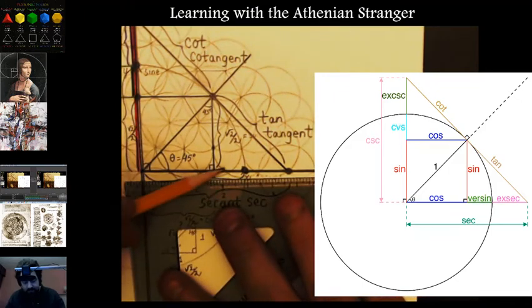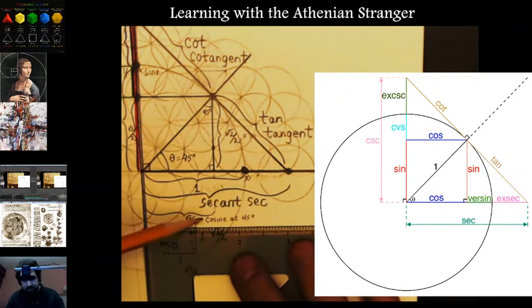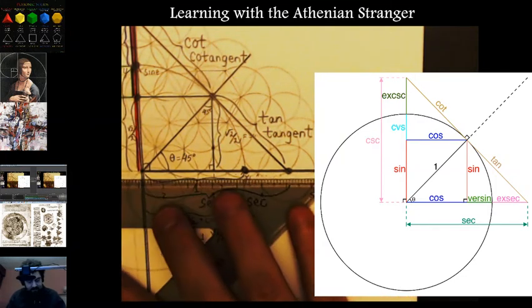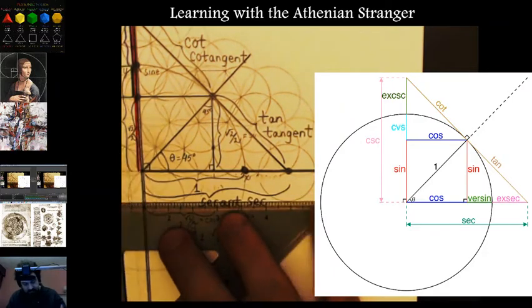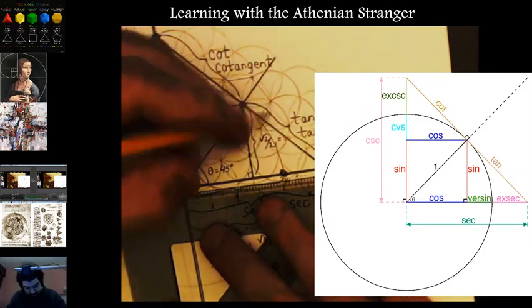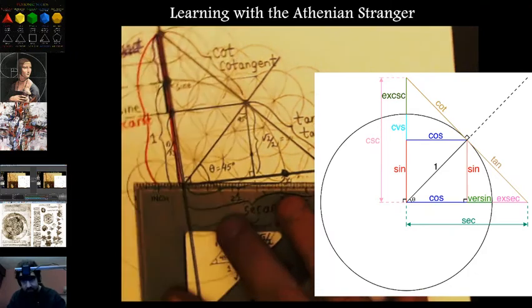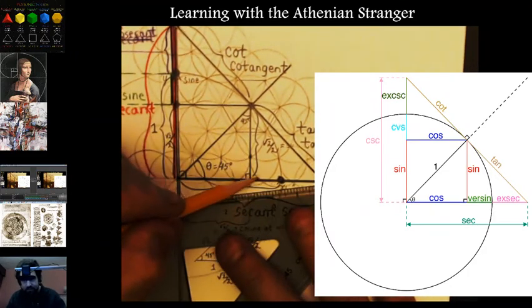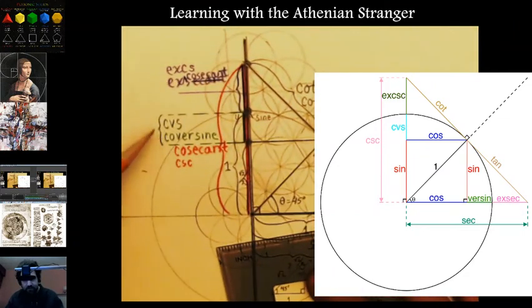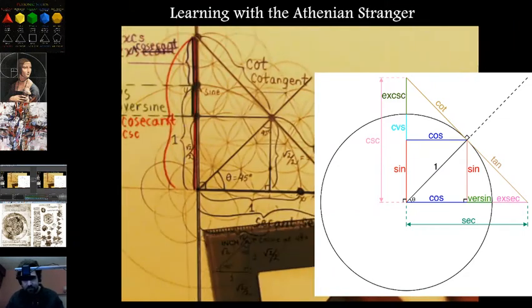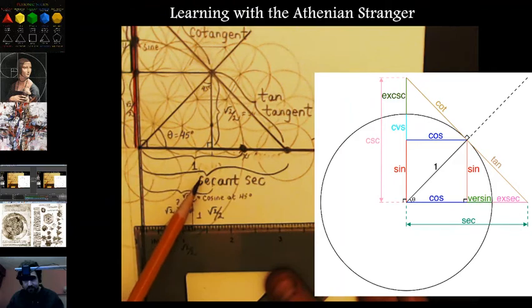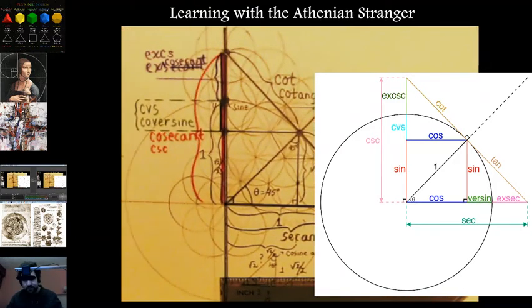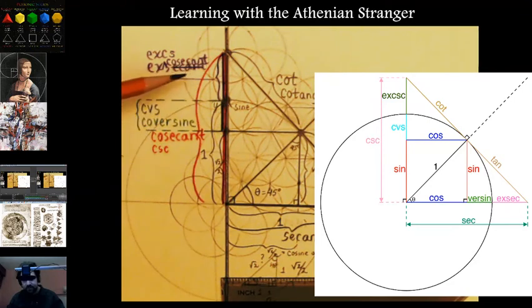So let's go back and just finish this off. If that whole distance is the secant, this distance here is the cosine. And this distance here is the versine. And that corresponded to the coversine up here. Notice that the secant line down here with a 45, 45, 90 triangle has its cosecant equivalent on the vertical axis.